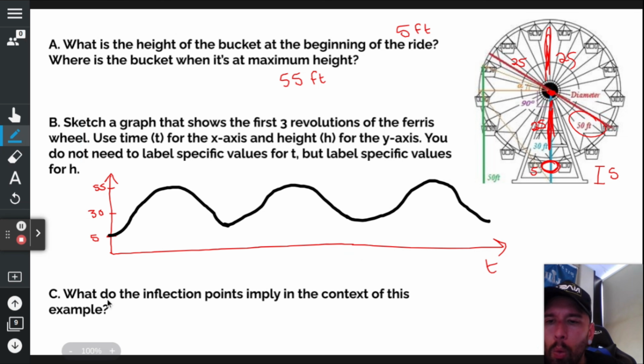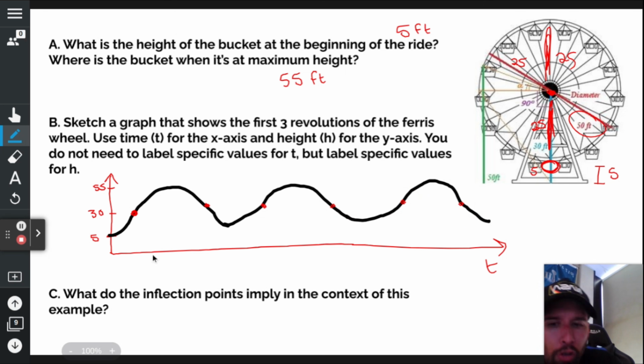Okay, so what do the inflection points imply in the context of this example? The inflection points are where it changes concavity. So it was concave up here, then all of a sudden switches to concave down, then concave up, then concave down, and so on, alternating each time.